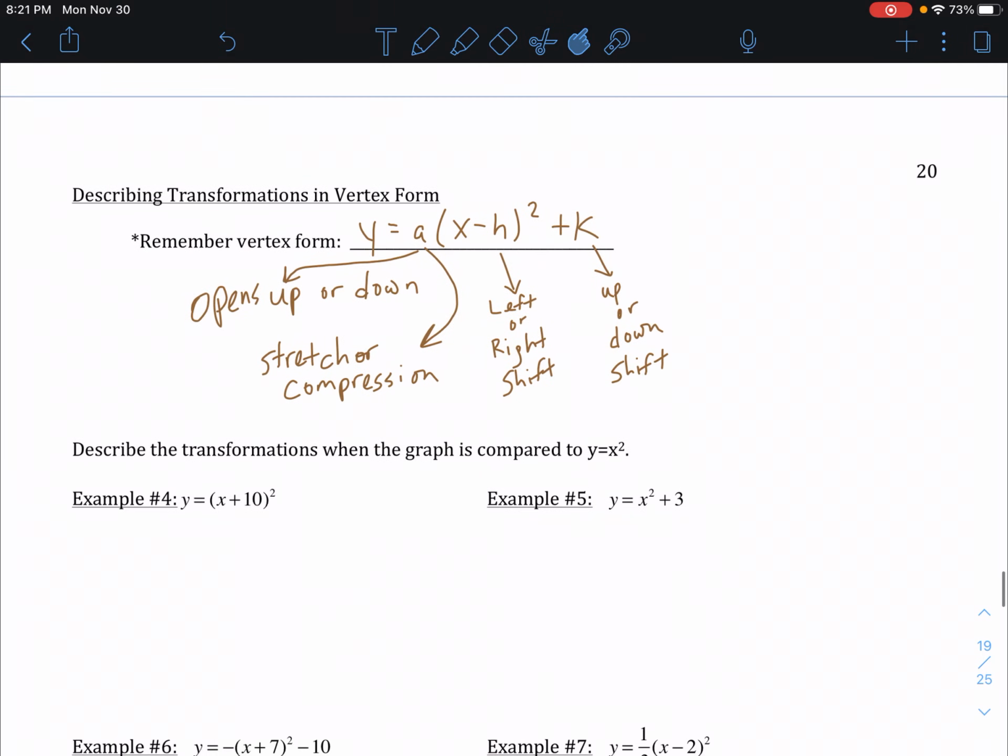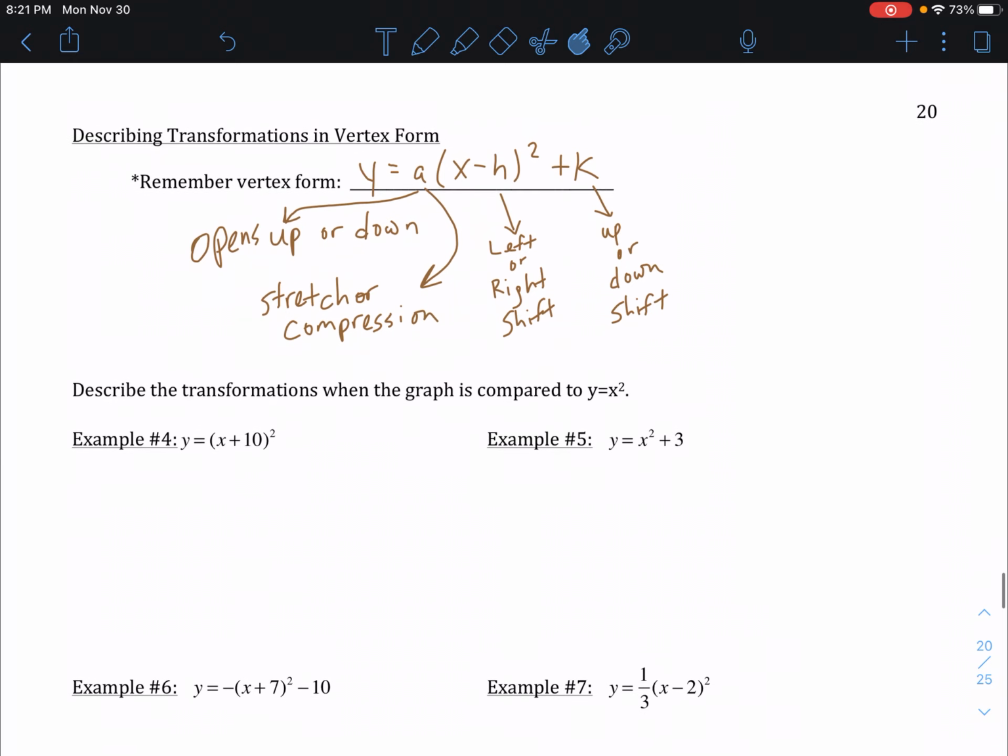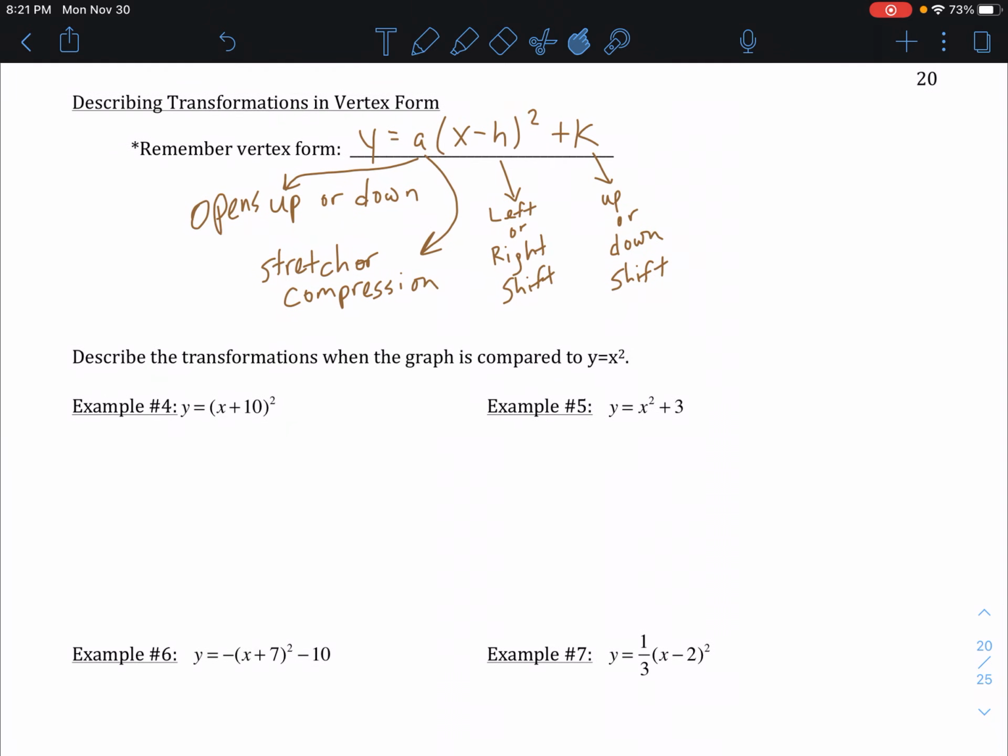Okay, I'm going to go into the next part, I have enough time. So we're going to be describing transformations in vertex form here on page 20. Now, what's special about the vertex form is we can look at it and get a rough idea of how that parabola would look if we were to do a rough sketch of graphing it.